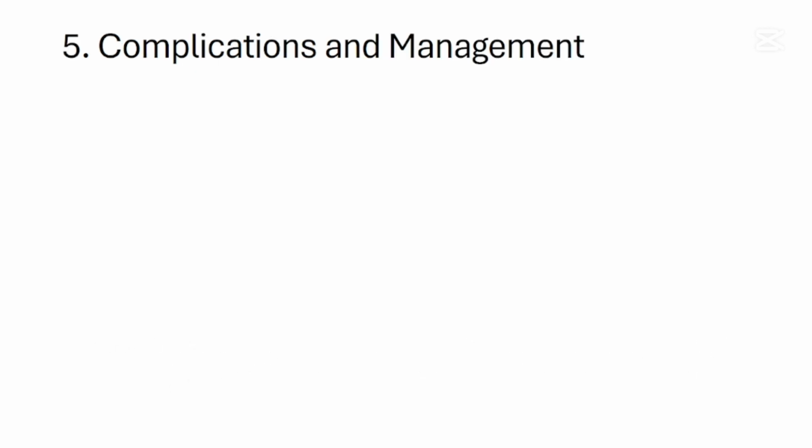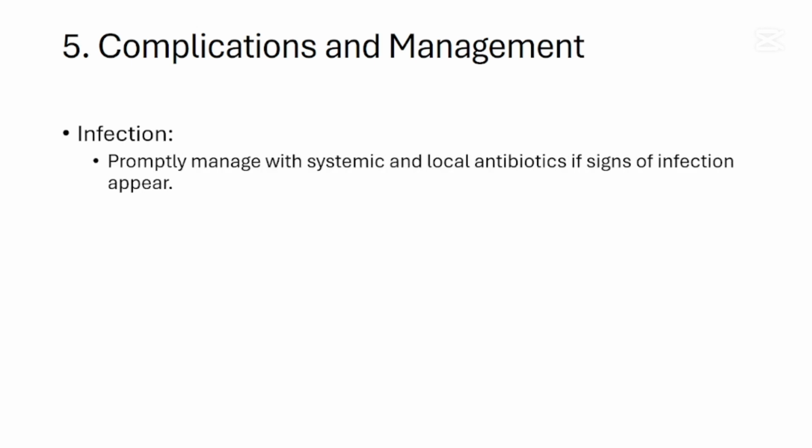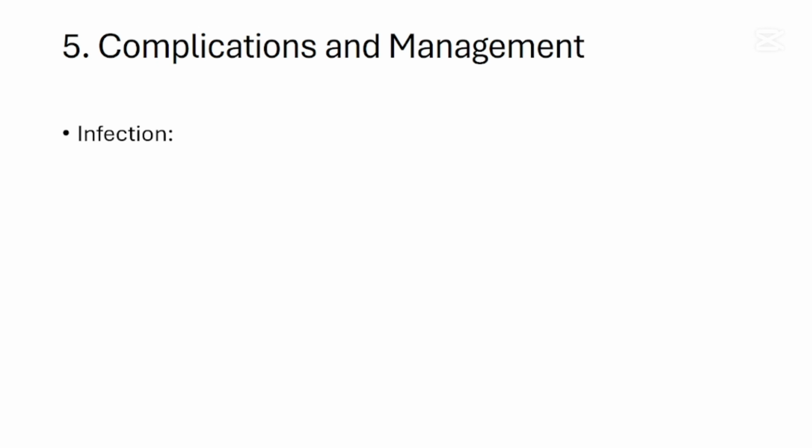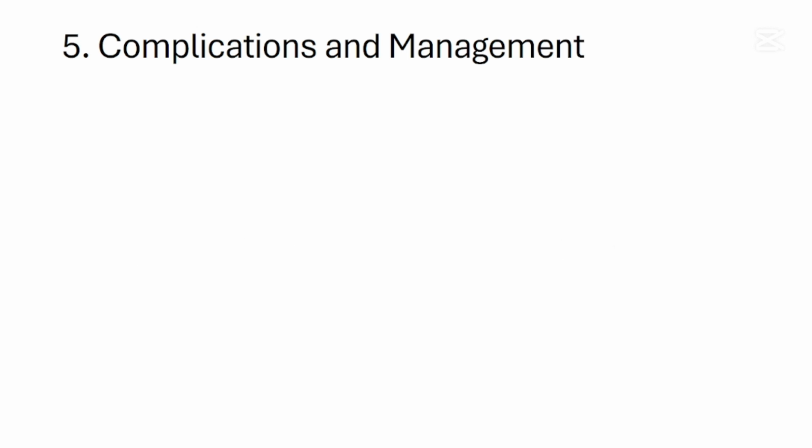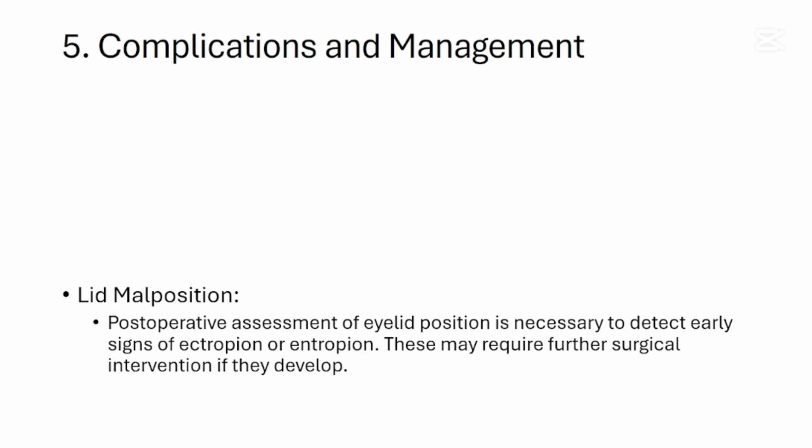And complications management. If there's infection, then you have to think of systemic or local antibiotics when the signs of infection appear. And if there's tear duct obstruction, then they might need further surgery like dacryocystorhinostomy in the future. And if there's lid malposition, you have to detect it and you might have to intervene in the future.